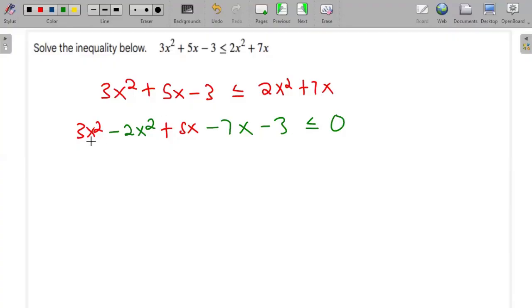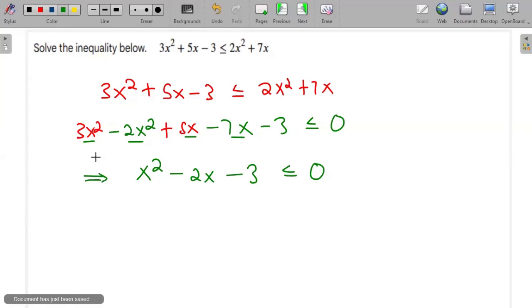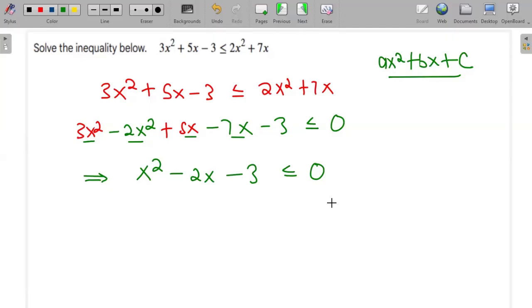So let's combine now. 3x squared minus 2x squared gives me x squared. And then 5x minus 7x gives me minus 2x. And then I remain with the minus 3, less than or equal to 0. So this is the equation that I've come up with, right? When you reach the point where you've put your equation in standard quadratic form, remember the standard quadratic form is this guy here. Once you've put it in standard form like that, then you just have to solve the quadratic equation in the normal way you would solve quadratic equations.